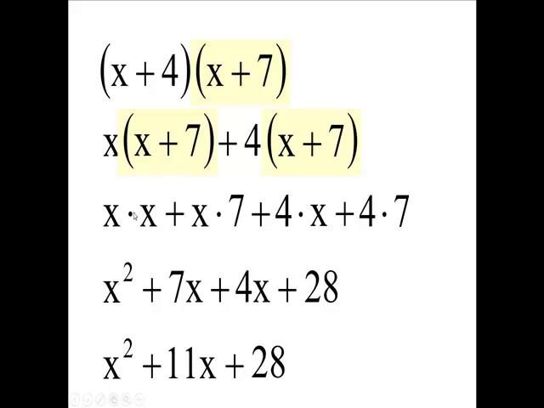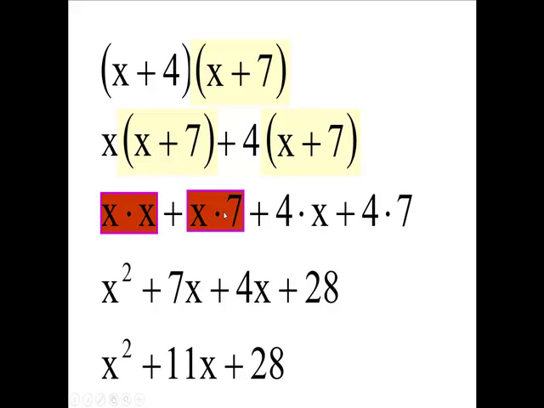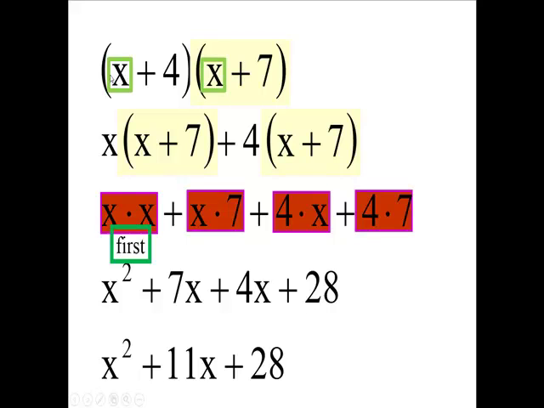Now, let's look at the 4 parts. This one, this one, this one, and this one, okay? Go back to my original problem. All right, you had x times x right here, right? Those were my first terms, weren't they? So we get x squared by multiplying the first terms, right?